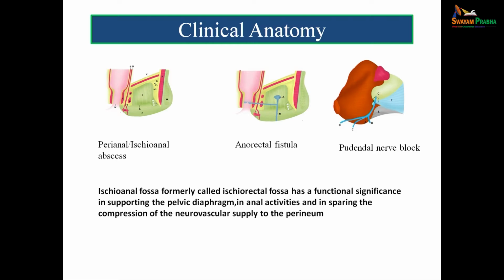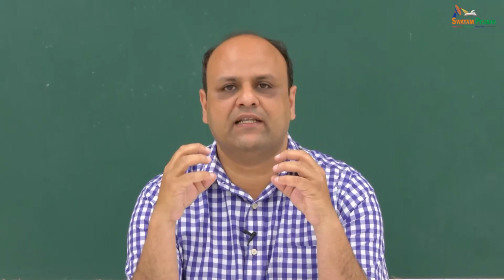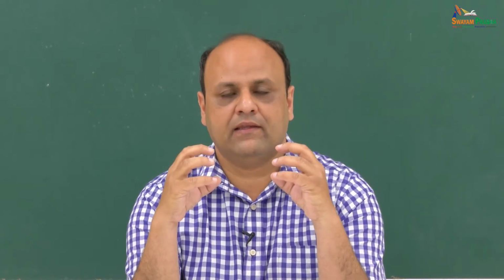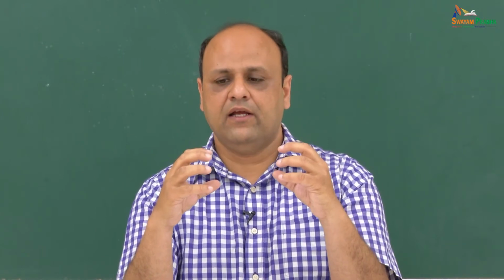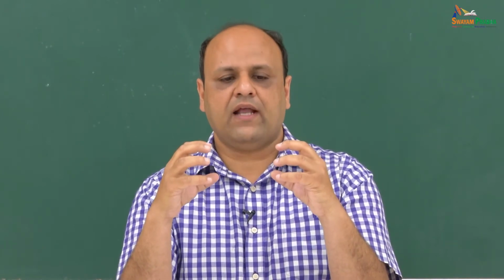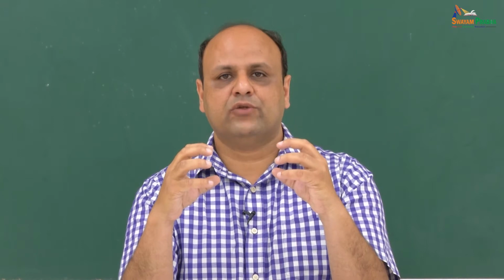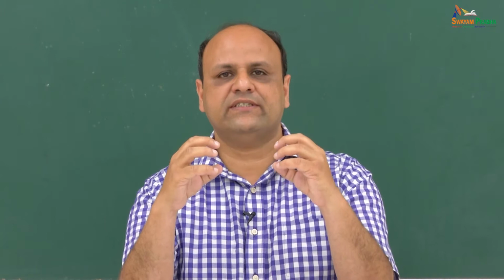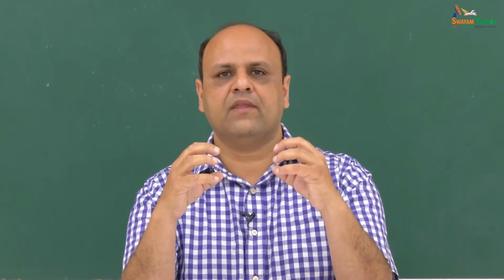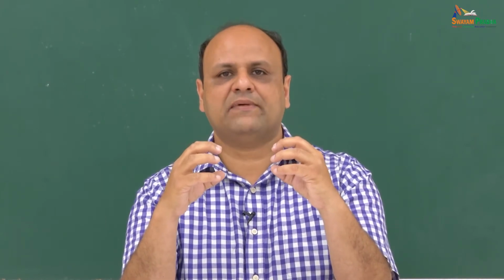It's a wedge-shaped fossa present on each side. If I put my hands like this, one hand represents the fossa of the right side and one hand represents the fossa of the left side. It's essentially a fat-filled space. There are other structures also in it, which we'll describe in detail. It's a fat-filled space on either side of the anus, so it better be called the ischioanal fossa. The gap you are seeing between my fingers represents the anus.